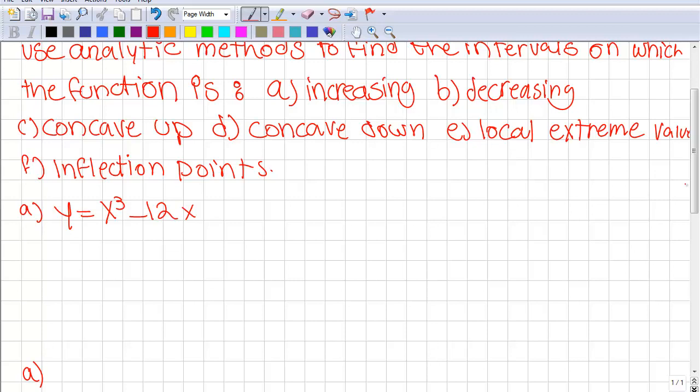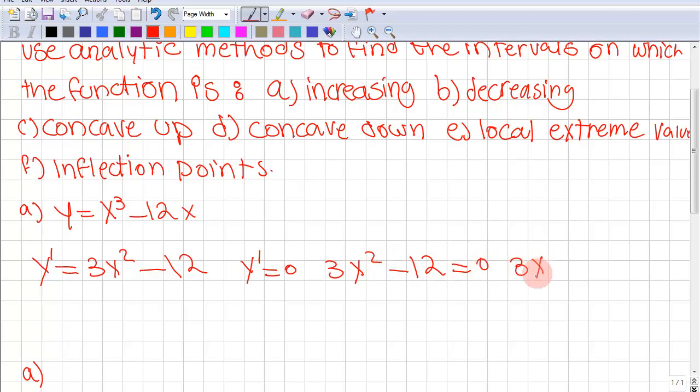First, we have to take the derivative of our function. So we start by taking the derivative, which is y prime equals 3x squared minus 12. After that, we have to find the roots of our y prime. So y prime should equal 0. That means 3x squared minus 12 should equal 0 as well. 3x squared equals 12. x squared equals 4, and x equals plus and minus 2.